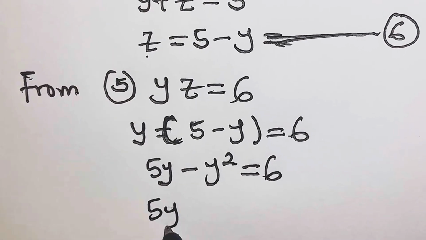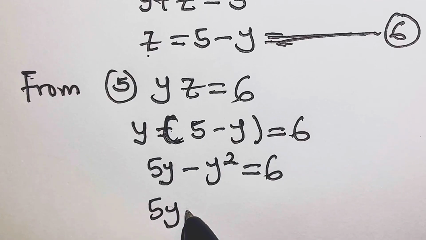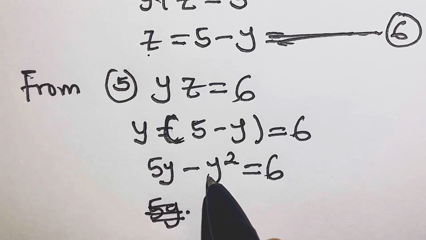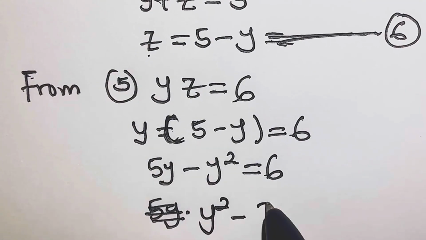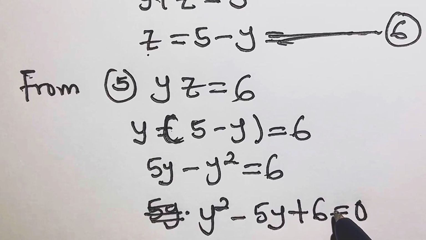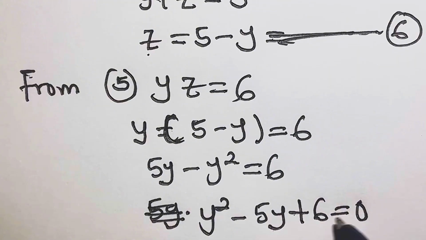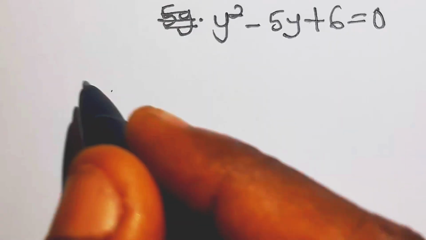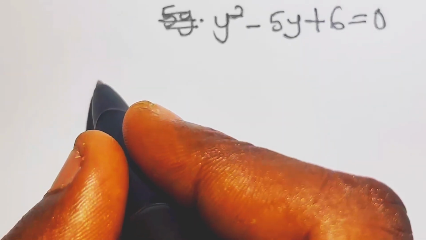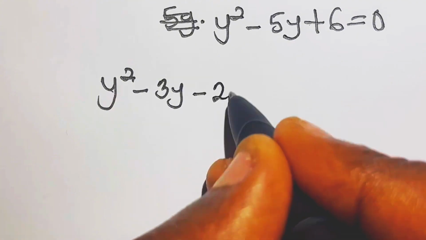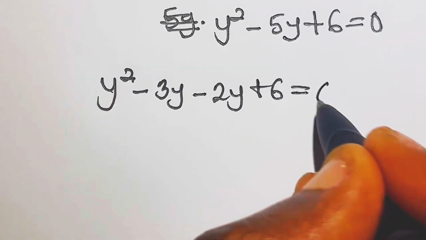Let's just make it in the form of a quadratic directly. So we have y square minus 5y plus 6 equals 0. That's if we multiply both sides by minus 1. You get it? Let's just use a factorization method directly to solve this. So we have y square minus 3y minus 2y plus 6 equals 0.